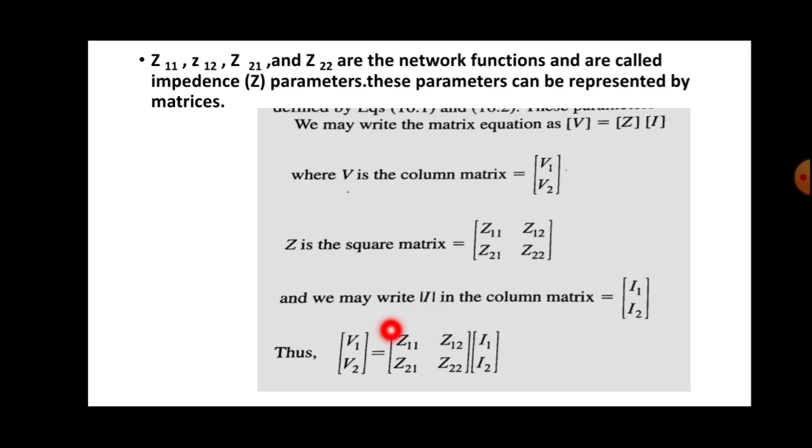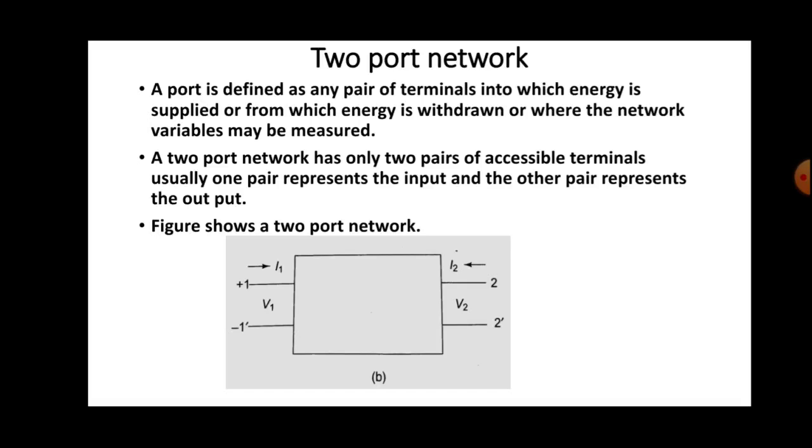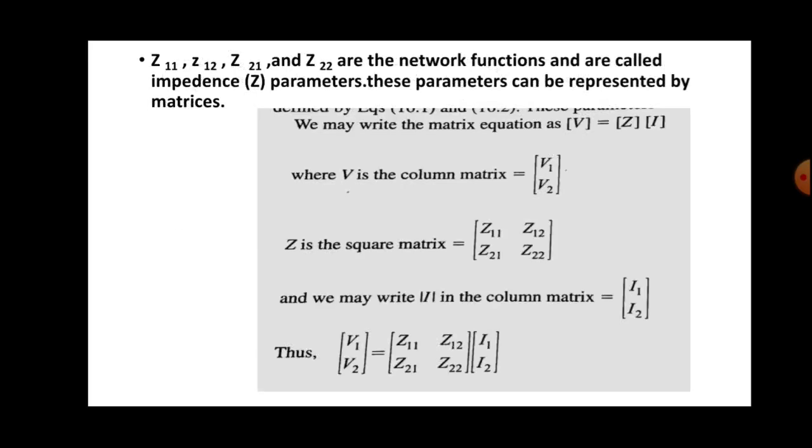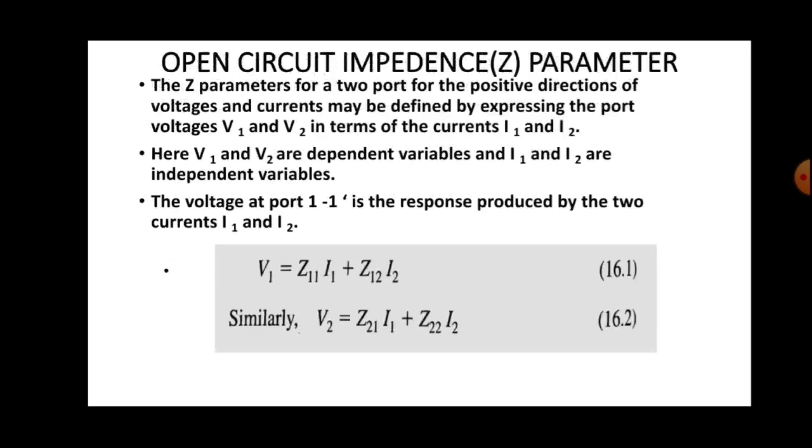We want to find out each individual Z parameter. For getting that parameter, we are setting the current to 0. Let us see the details. Suppose we have a network like this. We are setting the port, that is the 2-2' port, and the current through that port is I2, and we are setting that I2 equal to 0. Okay, so let us go to the equation.